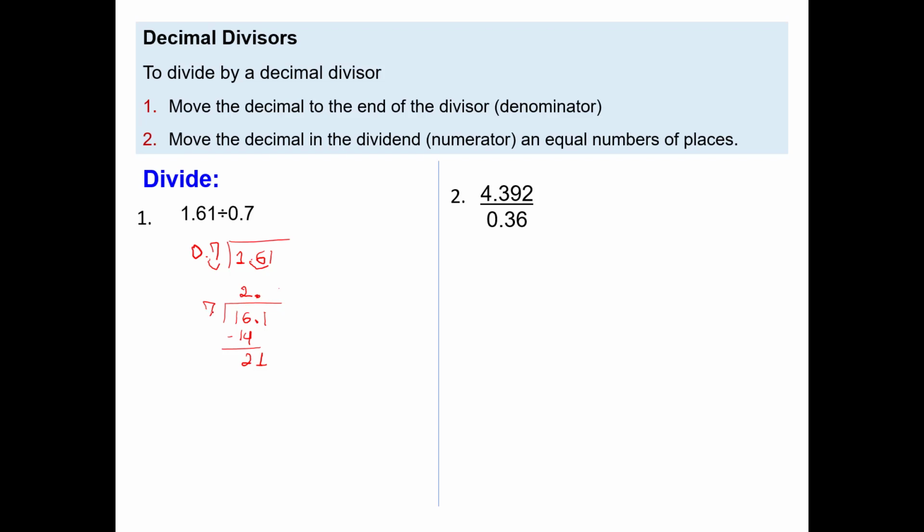Now we divide. How many 7s are in 21? 3. 3 times 7 is 21. We subtract and we get a remainder of 0. Then 1.61 divided by 0.7 equals 2.3.